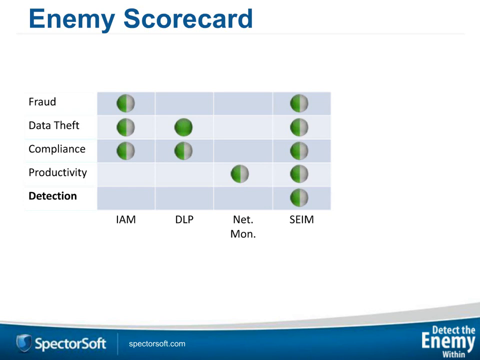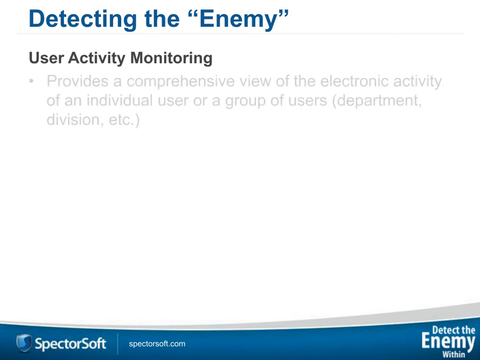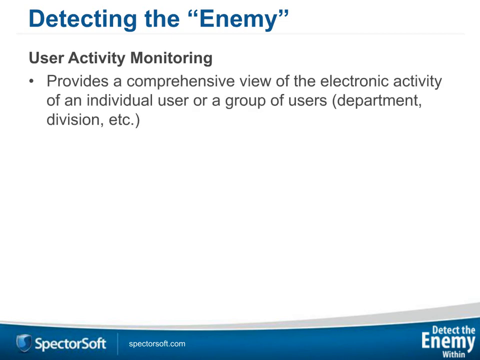So let me introduce you to user activity monitoring just briefly here. What you're doing with user activity monitoring, in essence, is putting the equivalent of a video camera behind the employee from the moment they sit down to the moment they get up. And you get this comprehensive view of everything they do, every keystroke, every application, every chat, every email, you name it, whether it's encrypted or unencrypted, it doesn't matter because you're watching it and seeing it as the employee did.